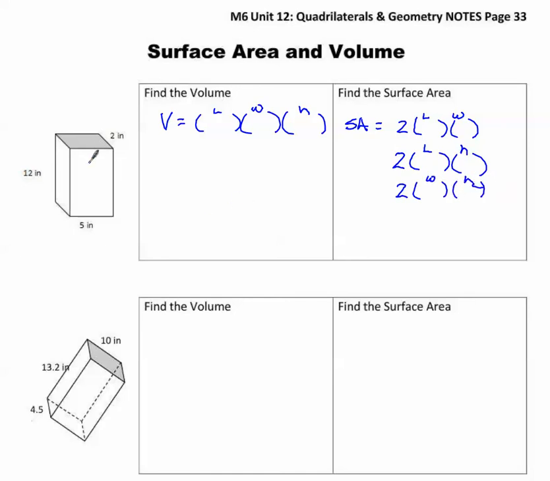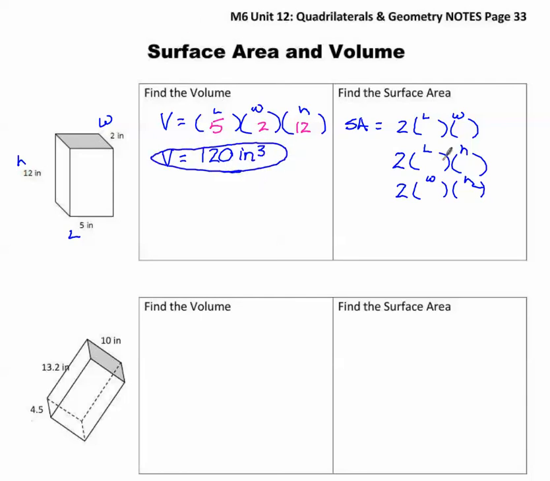So now I need to come over to my shape and I need to label them. So I'm going to say the length is 5, the width is 2, and the height is 12. So now I can plug into my formula. Let's do volume first. Length is 5, width is 2, height is 12. Multiply all of those together. 5 times 2 is 10. 10 times 12 is 120 inches, and it's cubed because volume fills up with cubes.